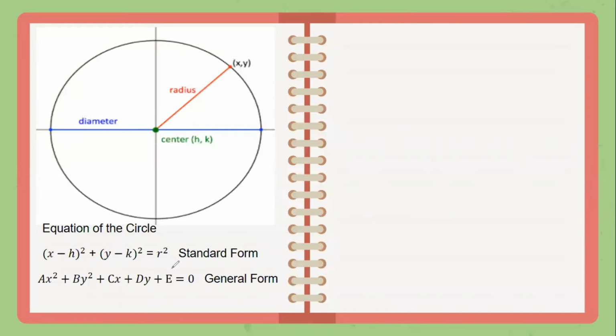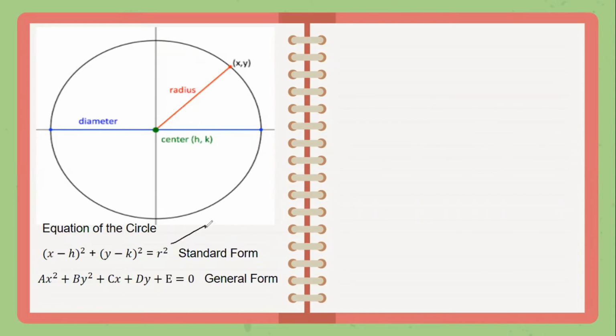So we have two equations of the circle. We have the standard form, given the quantity of x minus h squared plus the quantity of y minus k squared equivalent to r squared. And the general form, which is common lang siya. I will not read na lang. Now, let us focus more on the standard form.